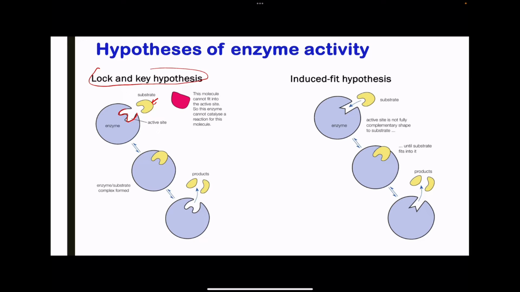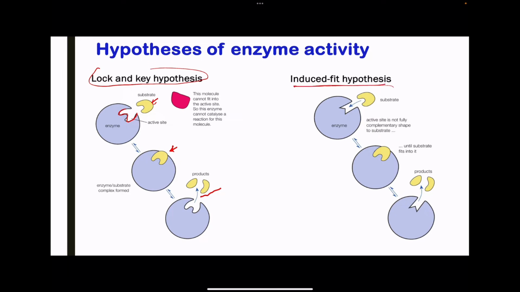So in this case, the substrate fits into the enzyme and an enzyme-substrate complex is going to be formed. A reaction takes place within the active site, products are formed, and then the products are going to leave the active site of the enzyme. In this process, the enzyme is not changed.